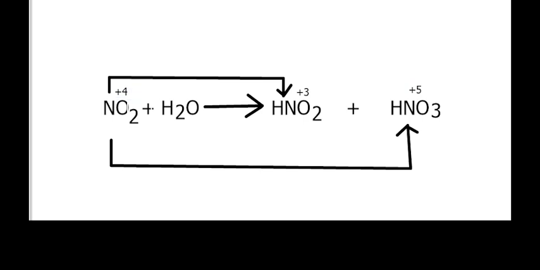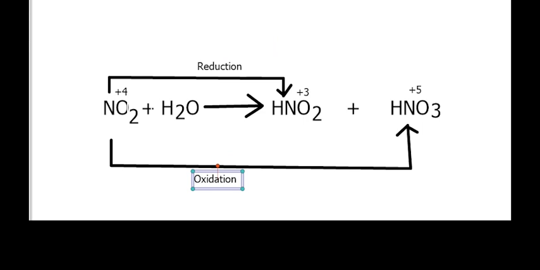Then in HNO3, which is nitric(V) acid, the oxidation number of nitrogen is +5. So if you trace from the reactant side to the product side, NO2 to HNO2, you will see the oxidation number of nitrogen reduced from +4 to +3. In this case, nitrogen is said to have been reduced, while if you check in the case of NO2 to HNO3, the oxidation number increased from +4 to +5. So in that case, the nitrogen is said to have been oxidized as the oxidation state has increased.